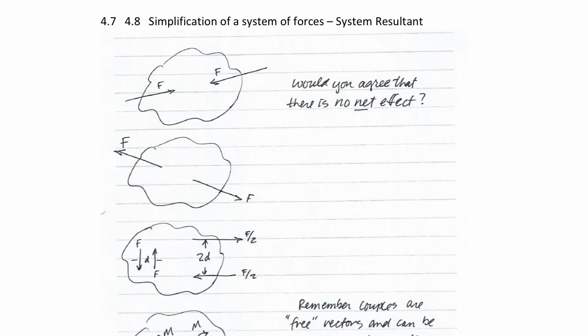This is section 4.7 now, and we're going to talk about the simplification of a system of forces. We're going to come up with a system resultant. Okay, let's say we have a random object here. We're going to apply a force going in this direction.